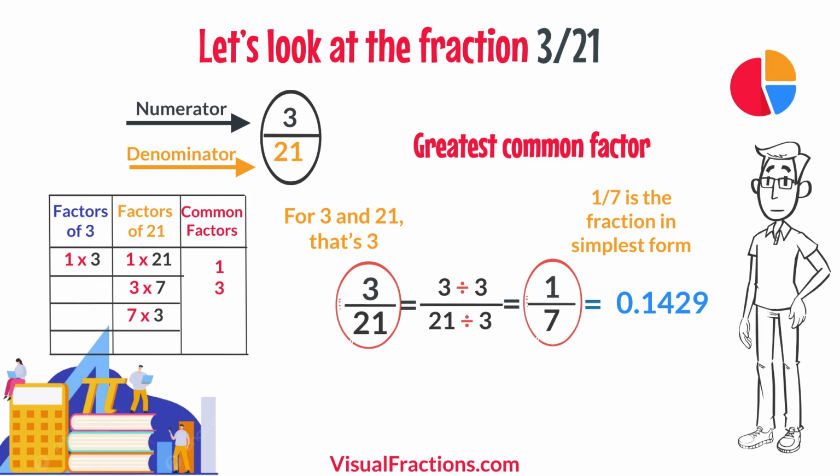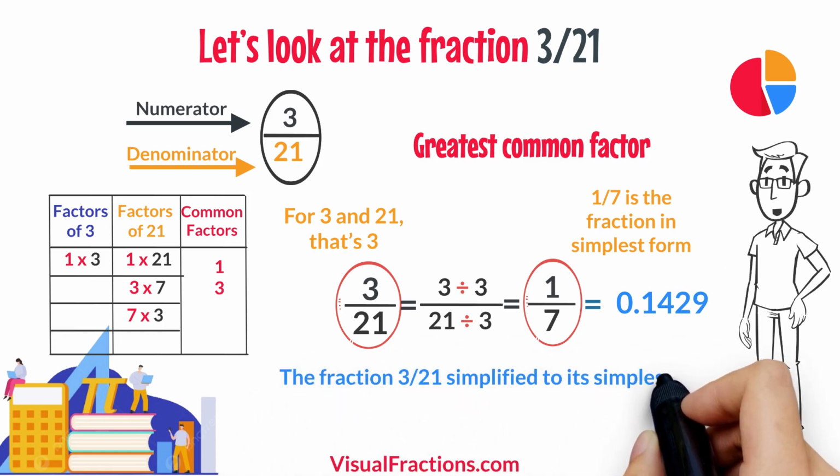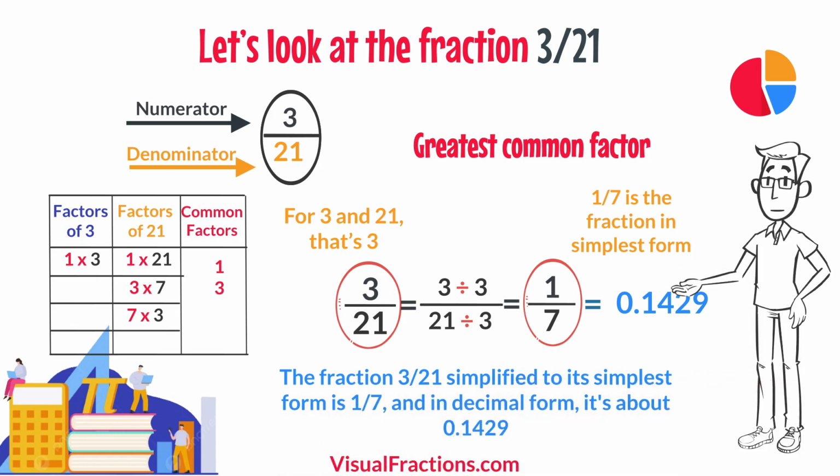So, there you have it. The fraction 3/21 simplified to its simplest form is 1/7, and in decimal form, it's about 0.1429.